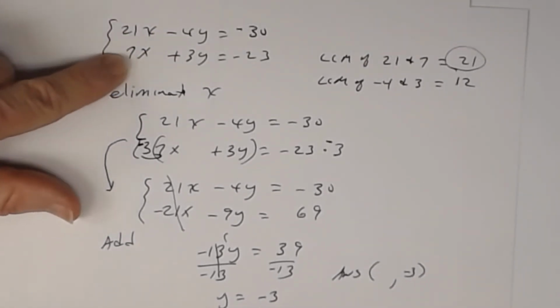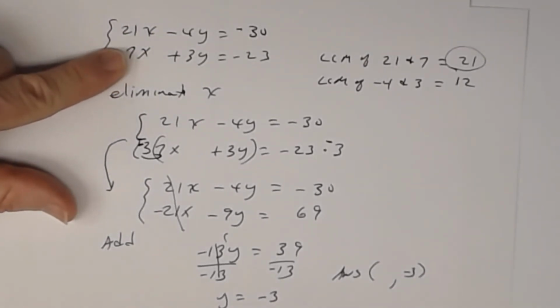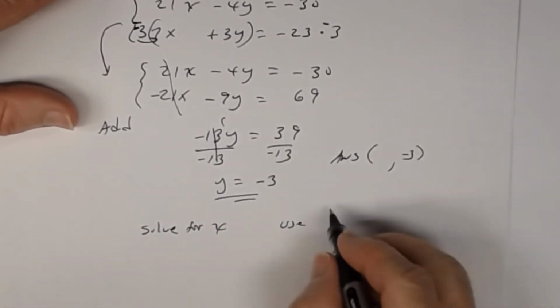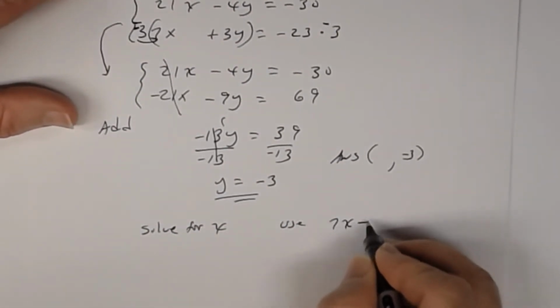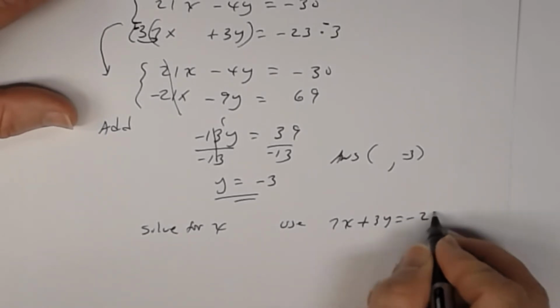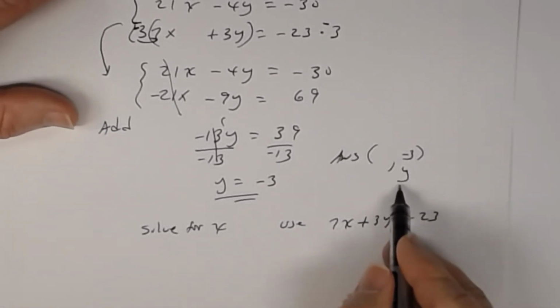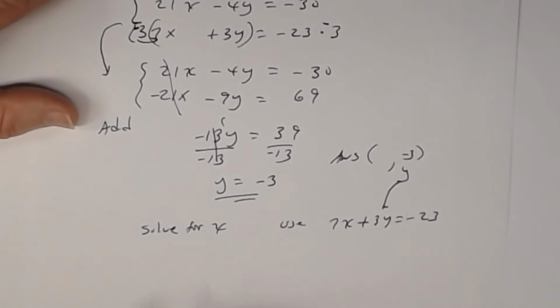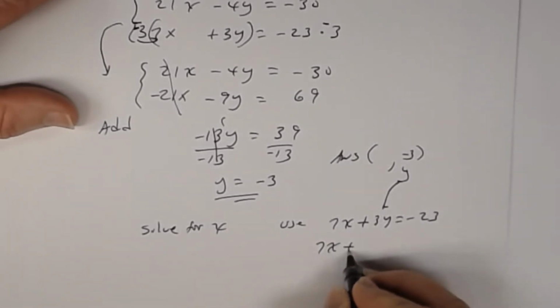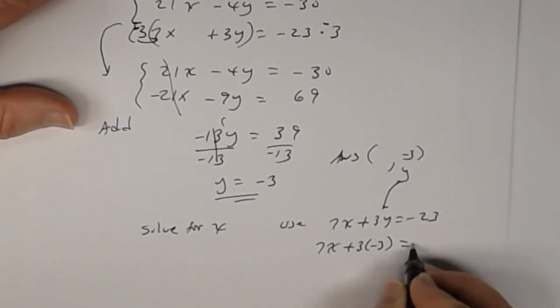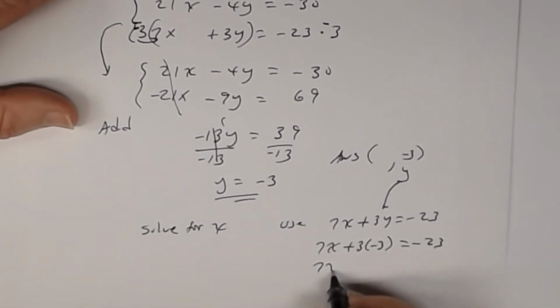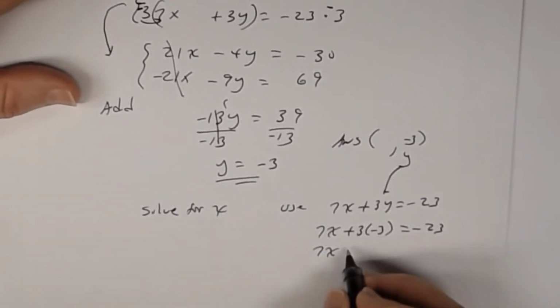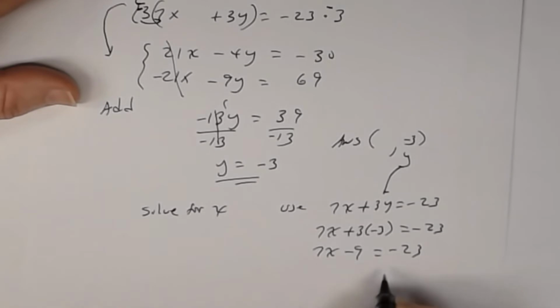So let's just go to the second one this time. Solve for x, I'm going to use the second equation, which is 7x plus 3y equals negative 23. In place of y, you're going to substitute negative 3. So I get 7x plus 3 times negative 3 equals negative 23. 3 times negative 3 is a negative 9.